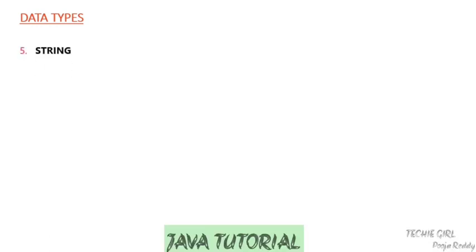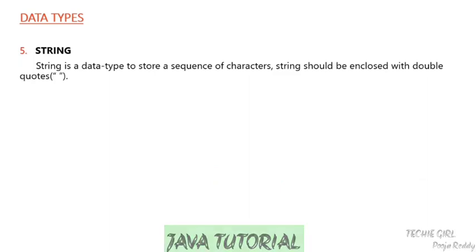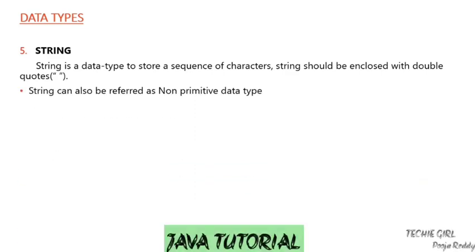Now we have one more data type called string. String is a data type used to store a sequence of characters, and here string can be enclosed with double quotes. It is also called a non-primitive data type. And we'll see many more non-primitive data types and primitive data types in detail in a couple of videos.